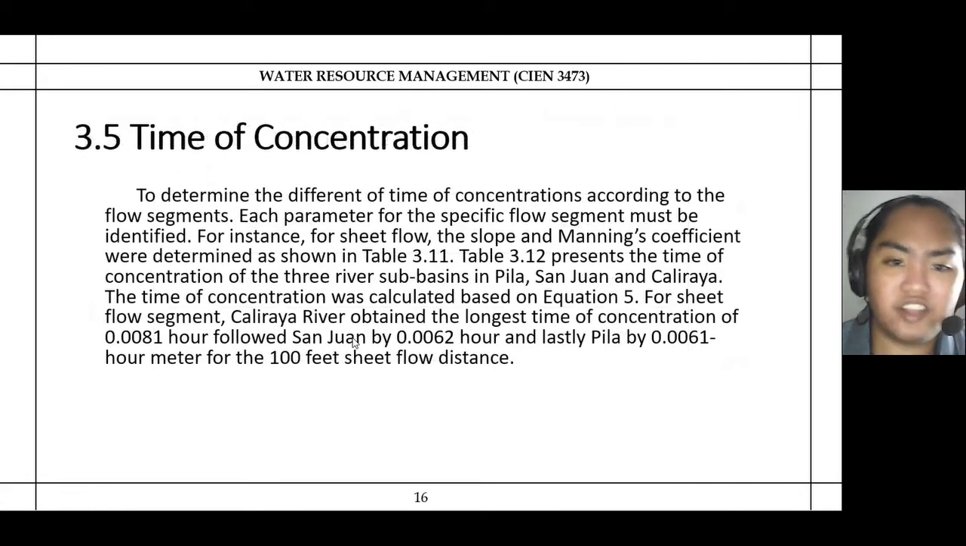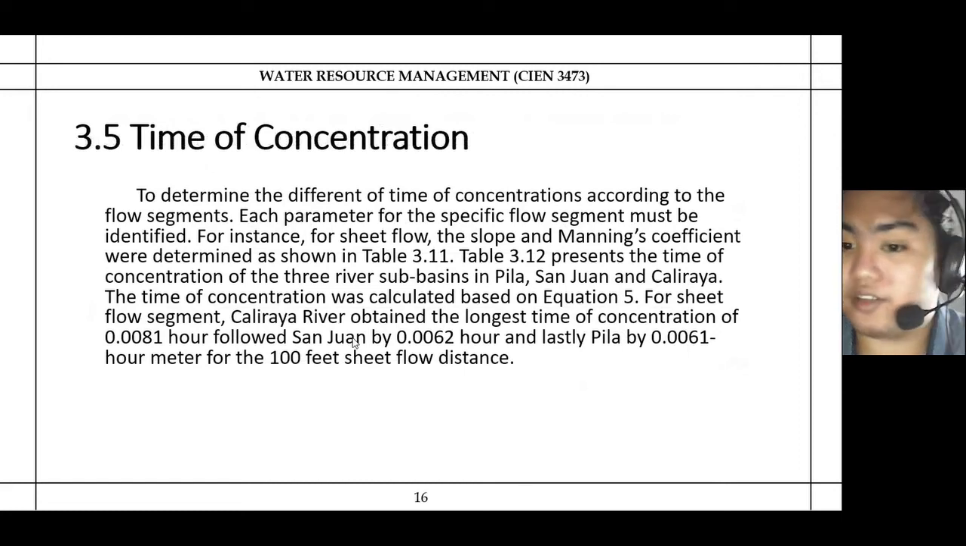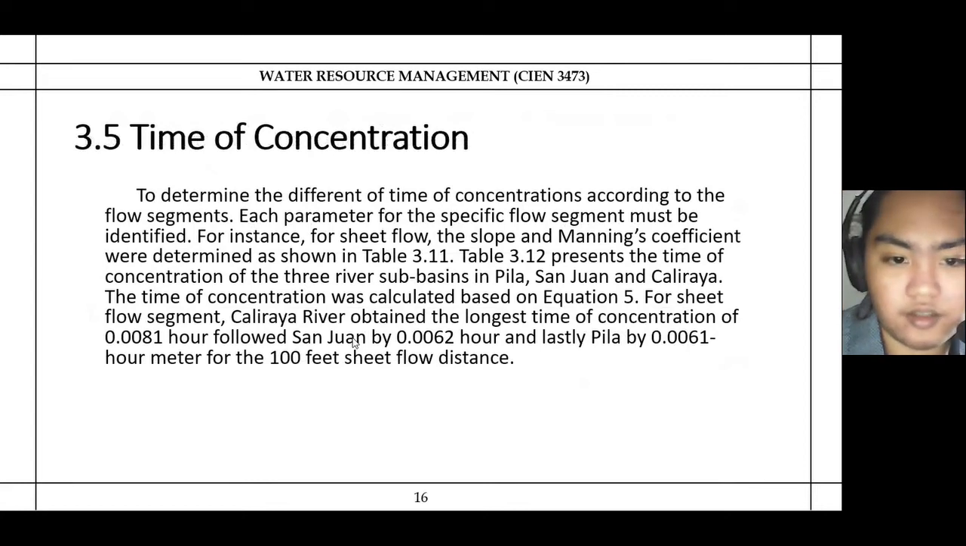Time of concentration. To determine the difference of time of concentration according to the flow segment, each parameter for the specific flow segment must be identified. For instance, sheet flow was determined in Table 3.11. Table 3.12 presents the time of concentration of the three river sub-basins. The time of concentration was calculated based on equation 5. For the sheet flow segment, Caliraya obtained the longest time of concentration.